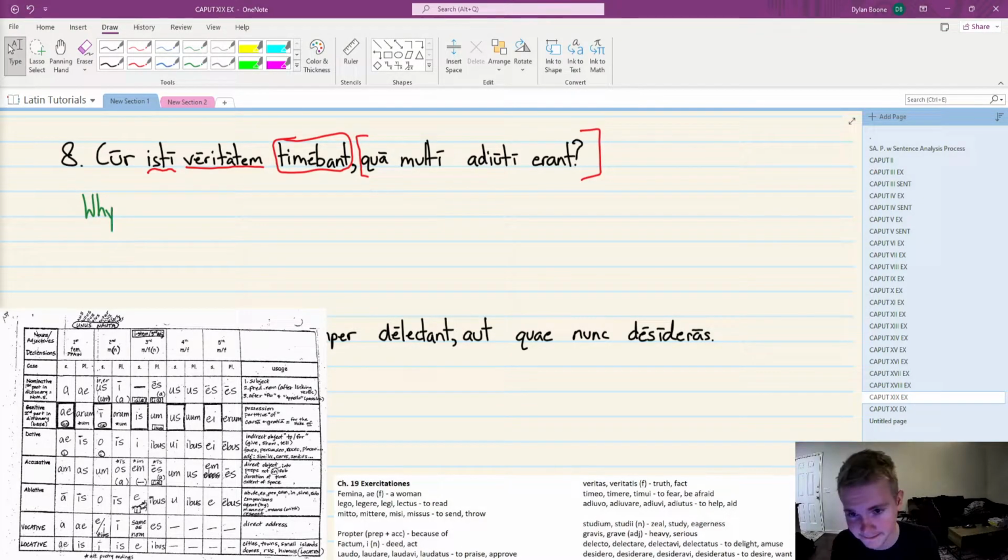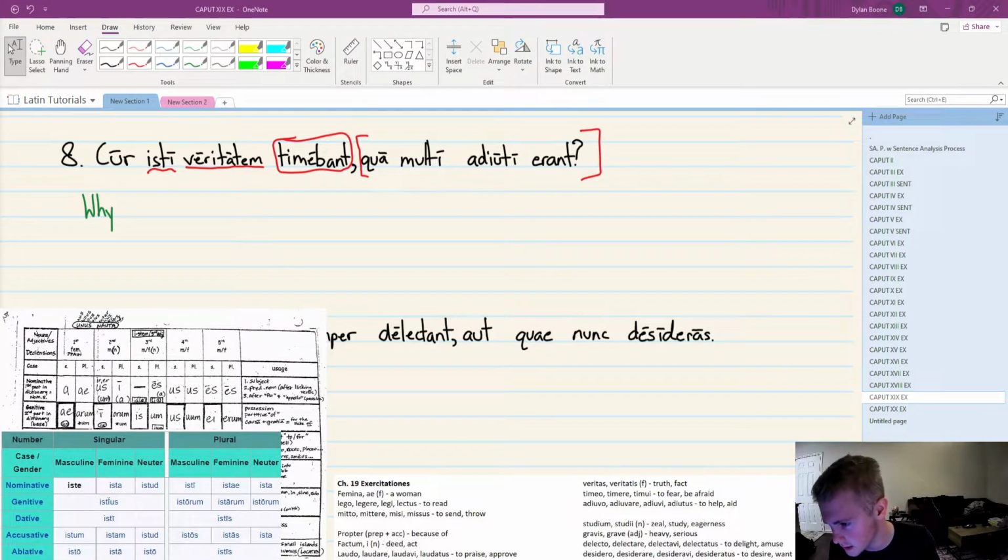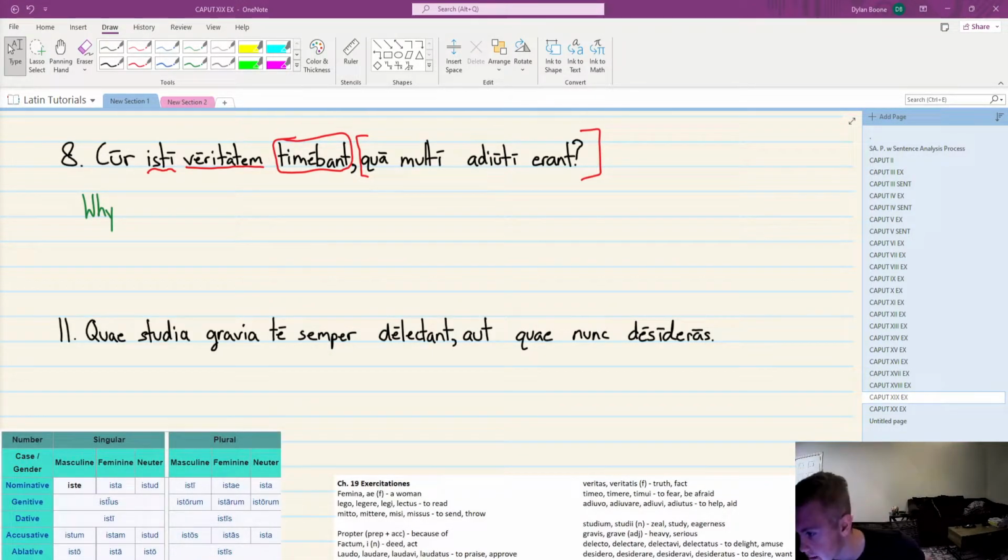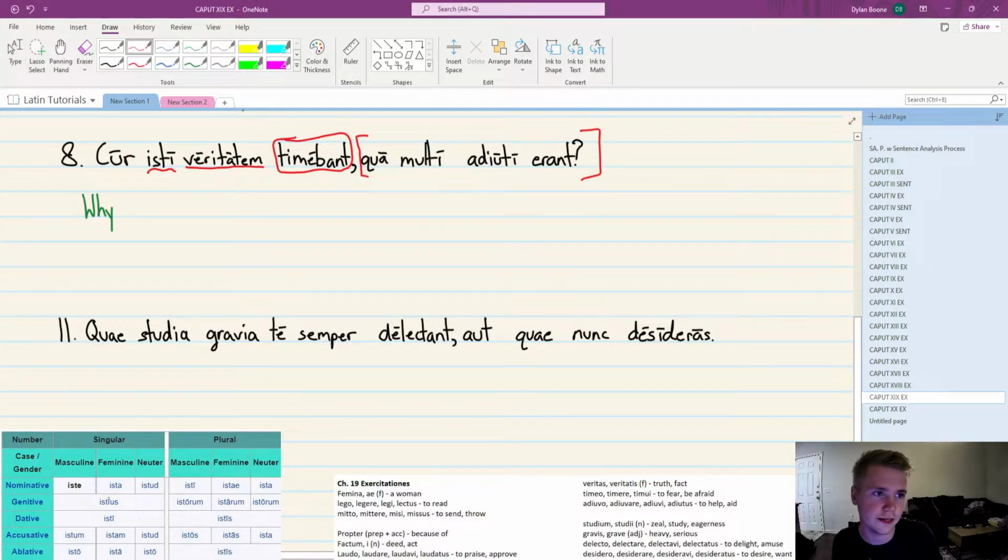And then isti, from the iste chart, iste, ista, istud, you can see there that isti could be dative singular or it could be nominative plural. We have a verb here, just judging from timebant. We've seen this one a lot, timeo. I have a verb here that is plural. Second part, drop the re, add bant, so it's imperfect, active, third person, plural. So why are they? Why were they?